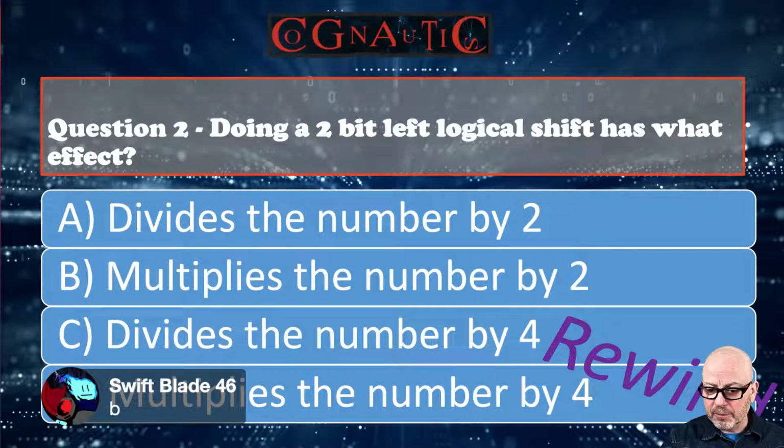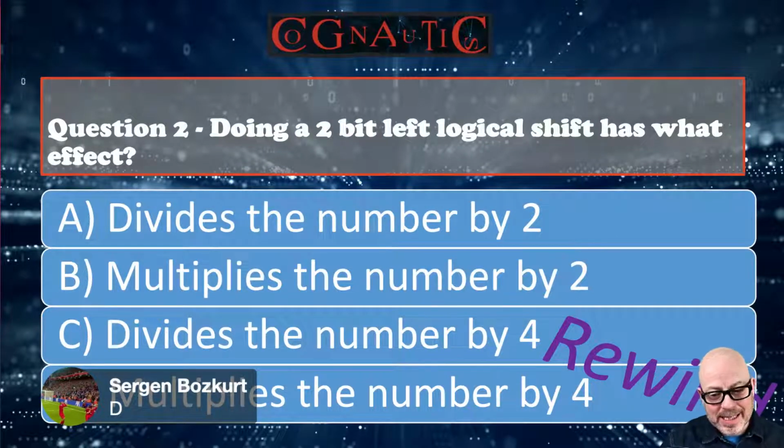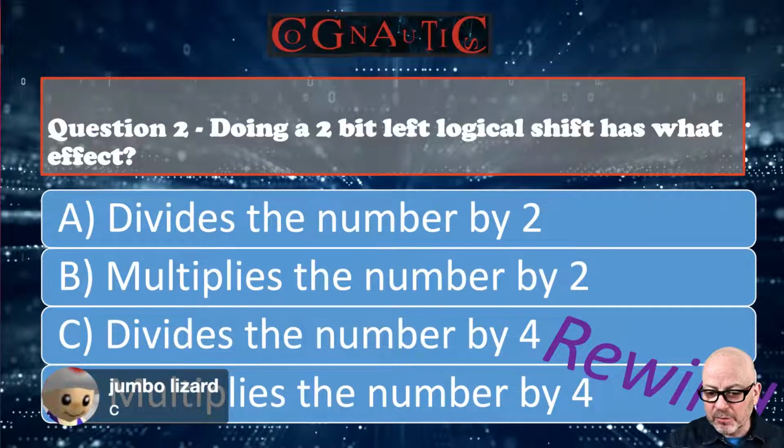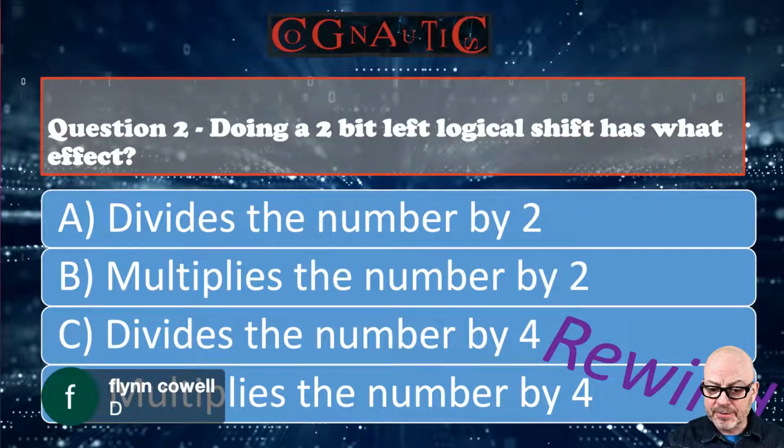Multiplies by 4. Swift Blade's gone for a B. Split the field. Emily May's on for a D. We've got Sergen with a D. D is popular here, and Jumbo Litter's gone for C. I think we've got everything covered now apart from A. D for Sharjeev. Okay, and D for Flynn.